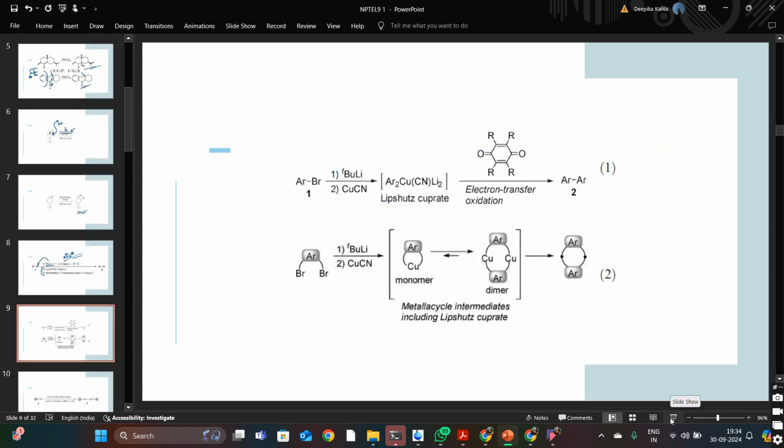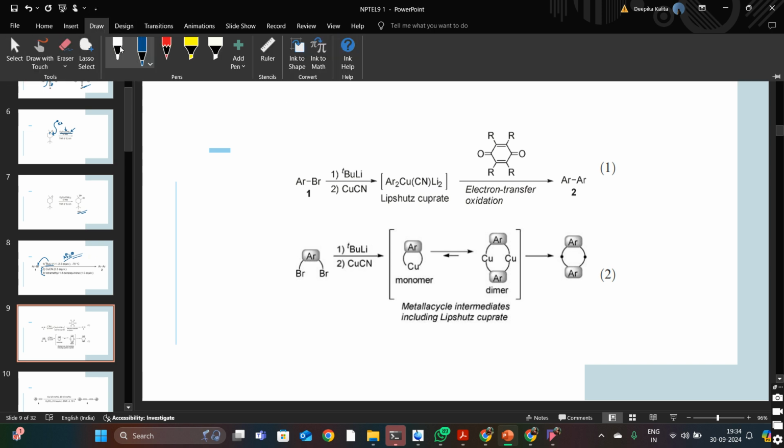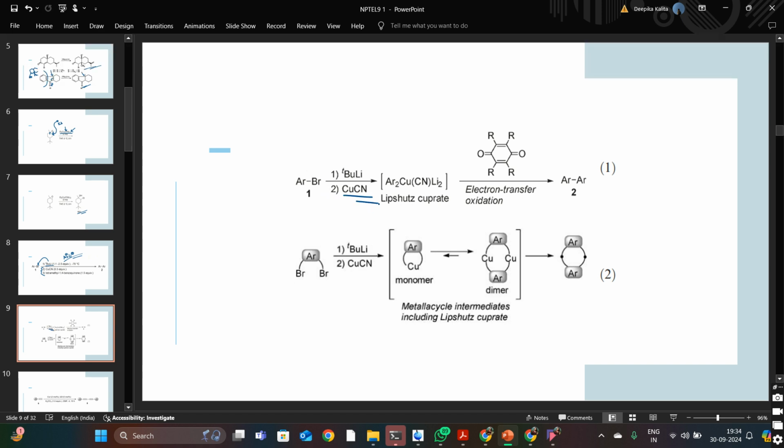See, first this aryl bromide, like I said, will undergo metal halogen exchange in presence of butyl lithium. Then two equivalents of that metal halogen exchanged product is going to get copper cyanide insertion, and the Lipschutz cuprate will be generated in situ. Okay, and this is the proper mechanism which has been presented by the research paper from which I have taken the question.